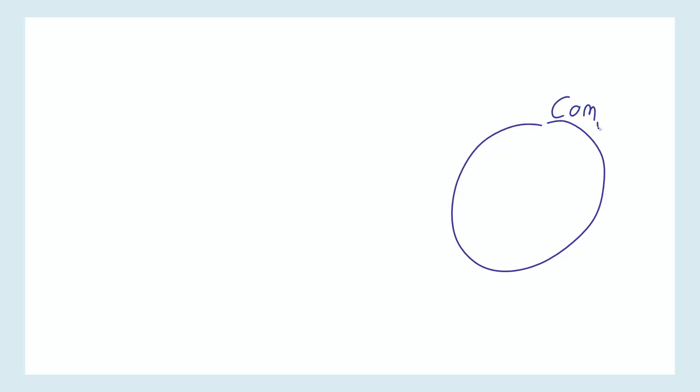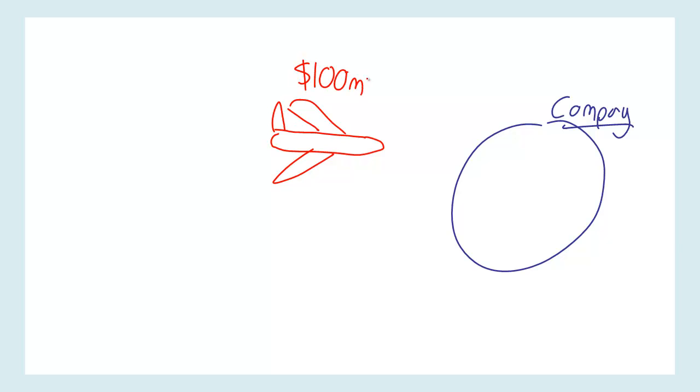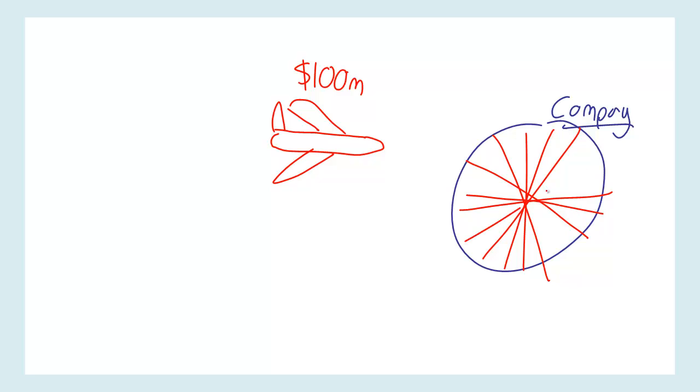Here's the company again. And let's say they want to buy an aeroplane. I want to start a new airline or a new division. I'm going to buy an Airbus. Let's say it's going to cost $100 million. So the company's divided up into various areas of control, represented by paper shares down here.